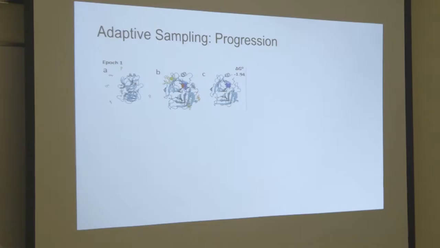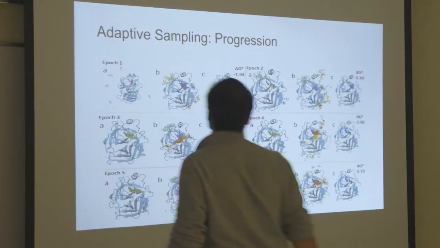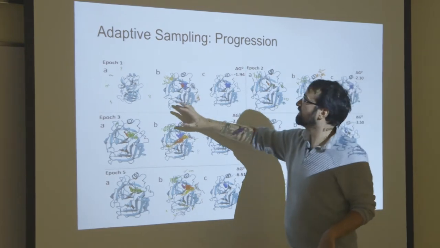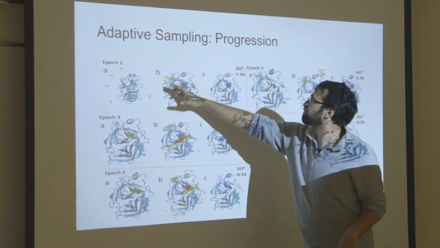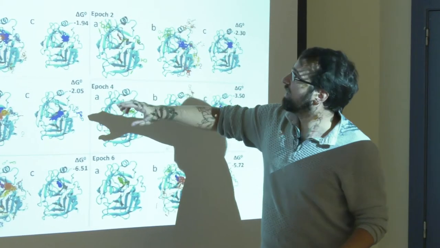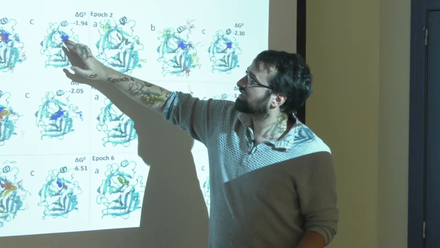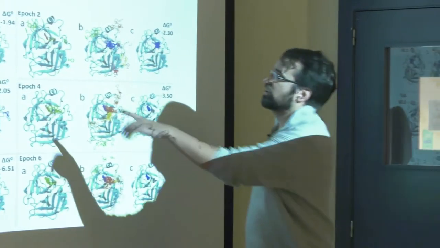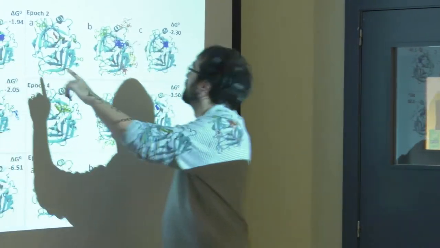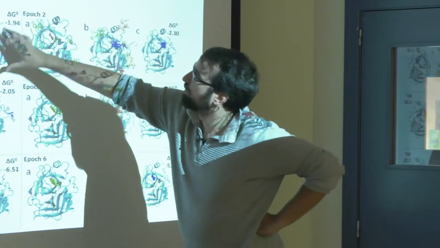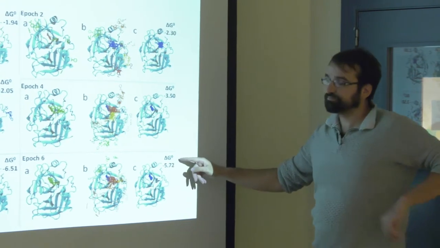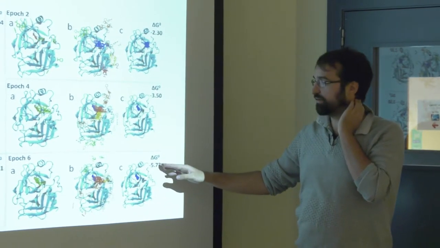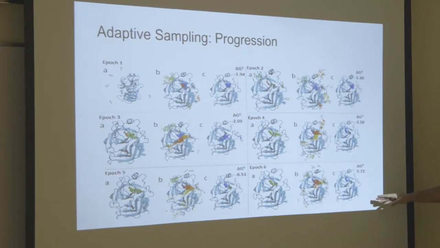You can see here that this is the starting point. This is the exploring. And then you can see here what is the highest populated state, which is this one, and this is what it explored. As you move forward in epochs, epoch 1, epoch 2, epoch 3, epoch 4, you can see that, first of all, the delta G, which for this protein is around minus 6, I think.